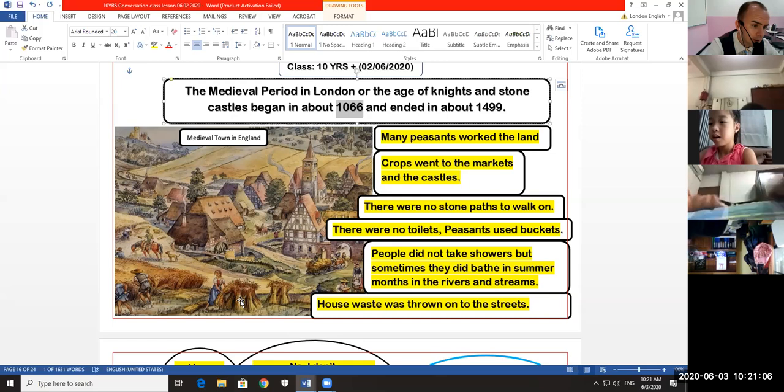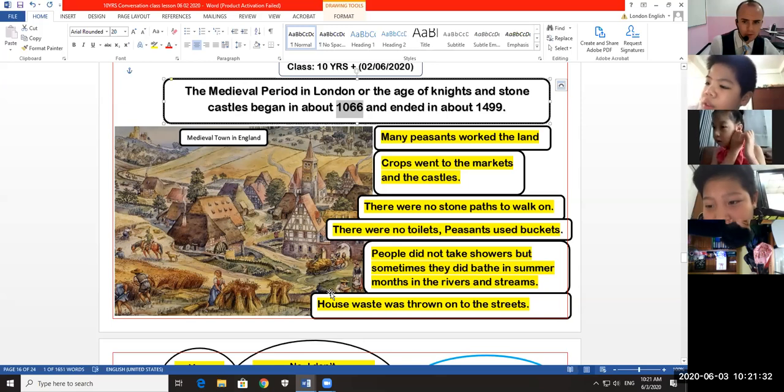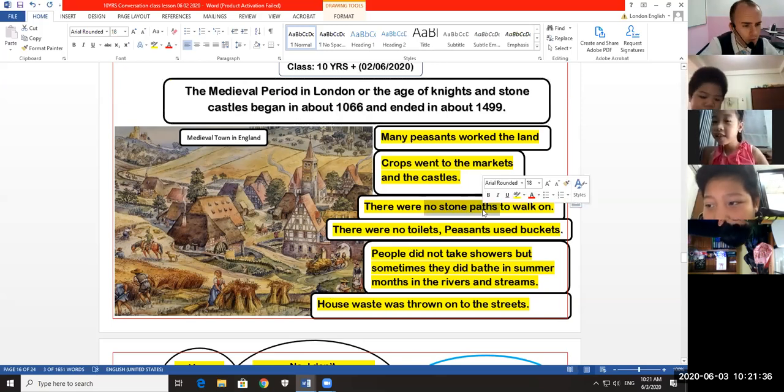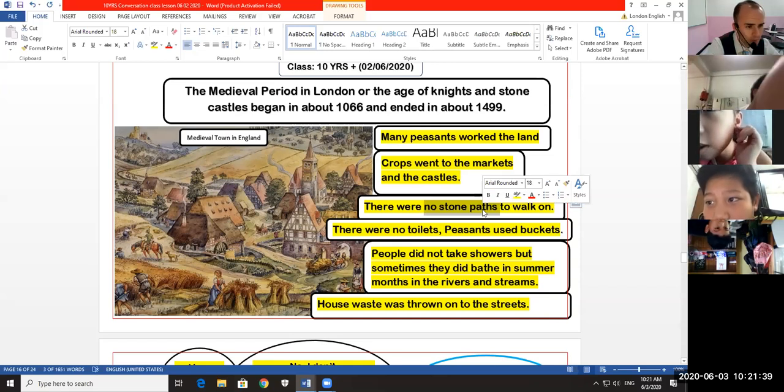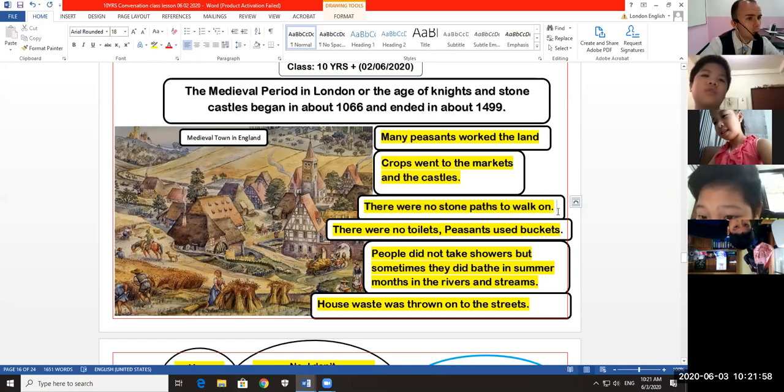Tonmai. Okay, Tonmai, you're a peasant walking in the street, yeah? Did you walk on stone or did you walk on dirt? Did you walk on stone, a hard surface, or did you walk on dirt? What did you walk on? Dirt. What does this say, Tonmai? There were no stone paths to walk on. Okay, so Tonmai, what did you walk on?